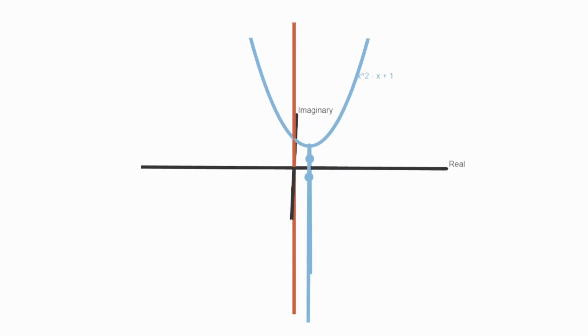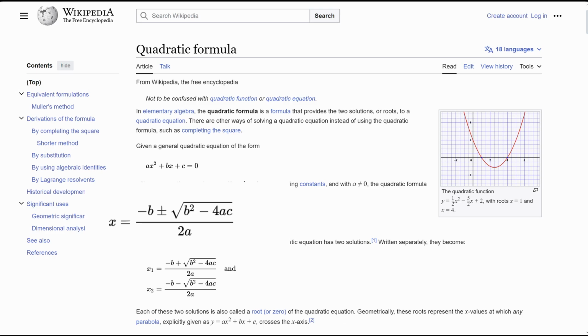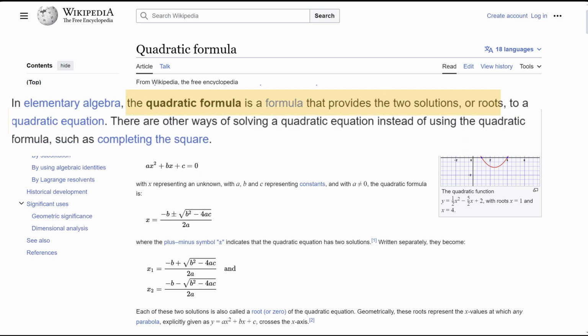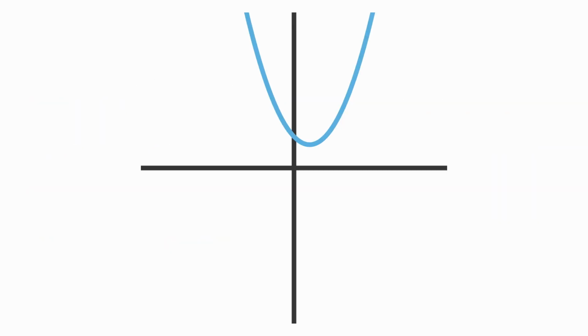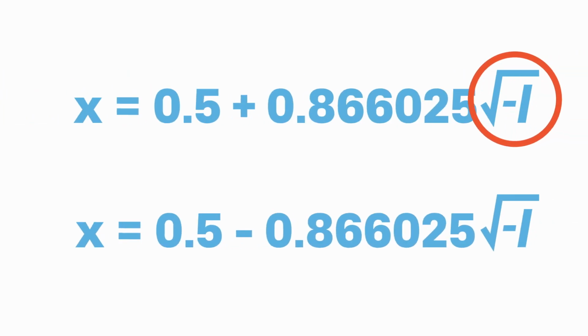To understand the graph you are looking at, let's start with the quadratic formula. You probably memorized it in high school and then promptly forgot it, so just as a little reminder, it's the formula that gives us the roots of any quadratic function. For our function, the resulting roots are these two numbers. Both include the square root of minus 1, and that's why we cannot see them on our original graph.